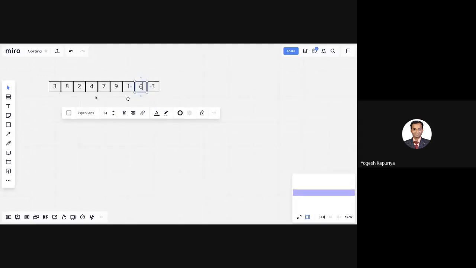One, two, three, four, five. So let us say we have these nine numbers which we want to sort.